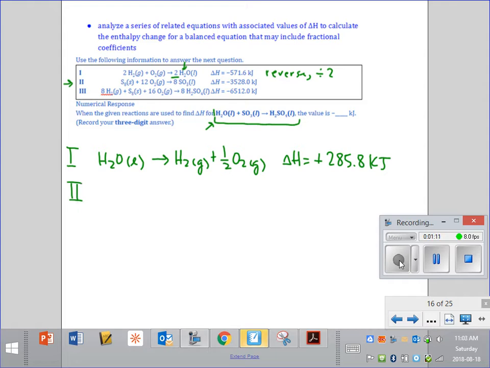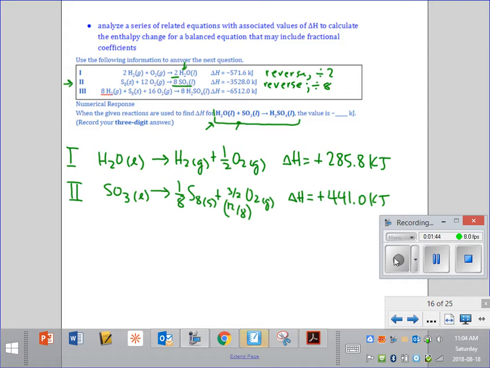For equation 2, if I take a look at what's there and what's in my overall reaction, I can see that it's the SO3. Again, I want SO3 to be a reactant in my overall reaction, not a product, so I'm going to need to reverse this reaction. In addition, there are 8 moles of SO3 in reaction 2, but in my overall reaction there is only 1, so that means I'm going to need to divide all of the coefficients and the value of delta H by 8. So I'll rewrite this reaction with those changes made.